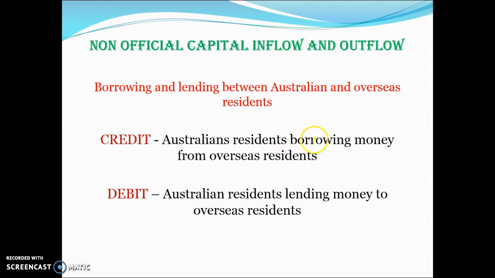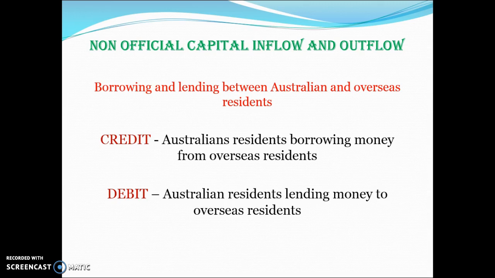So when Australian residents borrow from overseas residents, it's a credit, and when private entities lend to overseas, it would be recorded as a debit.